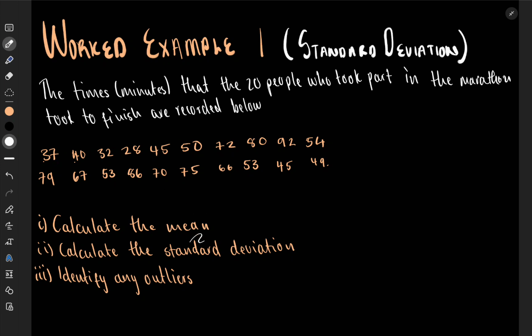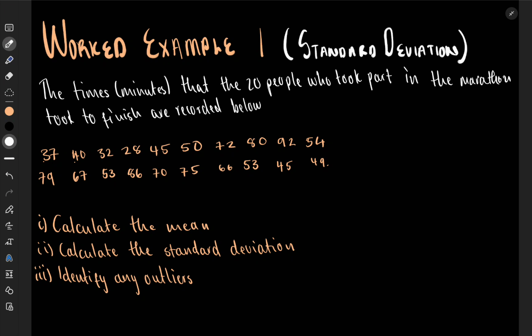Now, what is it that they want to do? Part 1 is saying calculate the mean. Then part 2 says calculate the standard deviation. Then part 3 says identify any outliers. So right away, we are seeing an important principle: if you want to find standard deviation, then you have to find the mean first. Okay, mean is an important thing. It helps you to then find the standard deviation. So let's go ahead and find the mean.